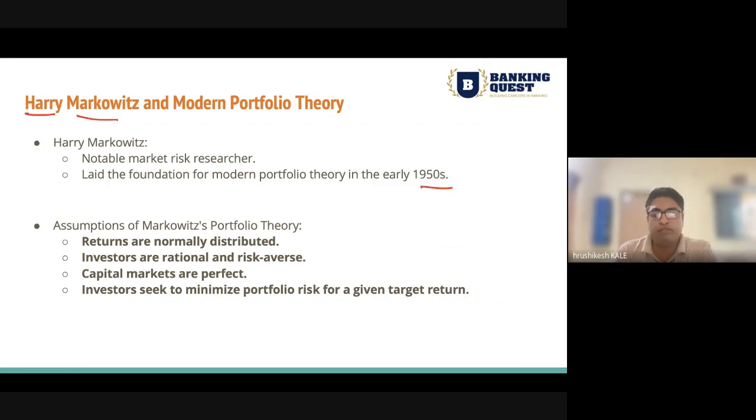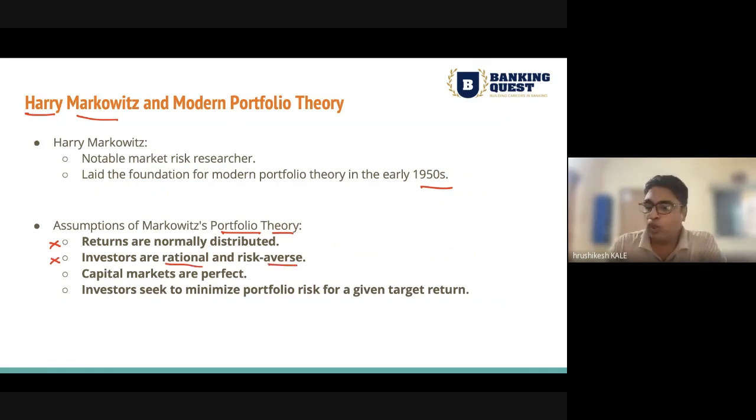He is a very good researcher. He even got the Nobel Prize. Now, what are the assumptions of portfolio theory? First assumption, returns are normally distributed. In the last class, we have seen that returns are not normally distributed, but here we will assume that returns are normally distributed. Second, investors are rational and risk averse.